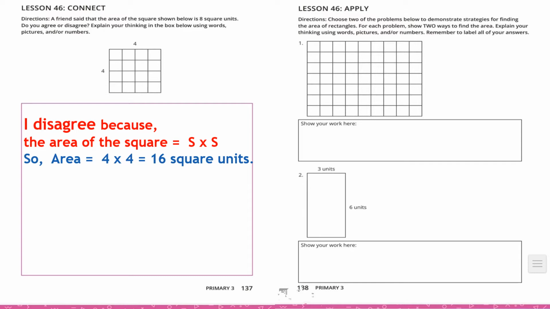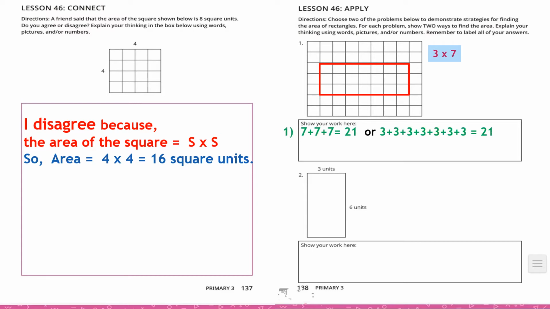This rectangle I choose to be 3 times 7. So I will have 3 rows, and each row contains 7 squares, like this. We want to find the area by different ways. The first way, we know that we can find it by repeated addition.